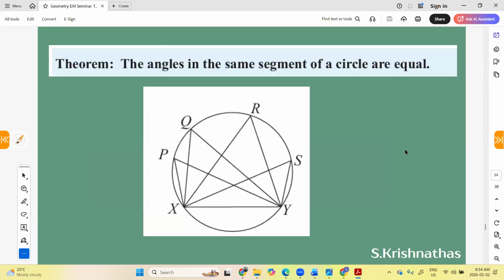Major segment, minor segment. Okay. So next theorem, students: the angles in the same segment of the circle are equal. What is it? The angles in the same segment of the circle are equal.